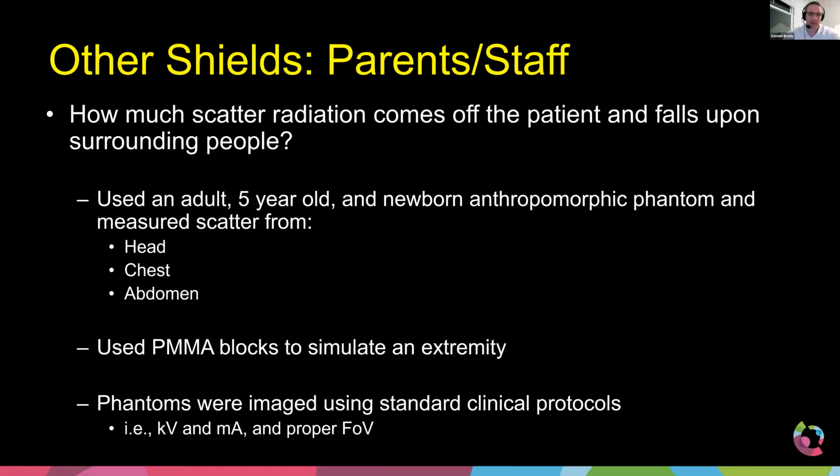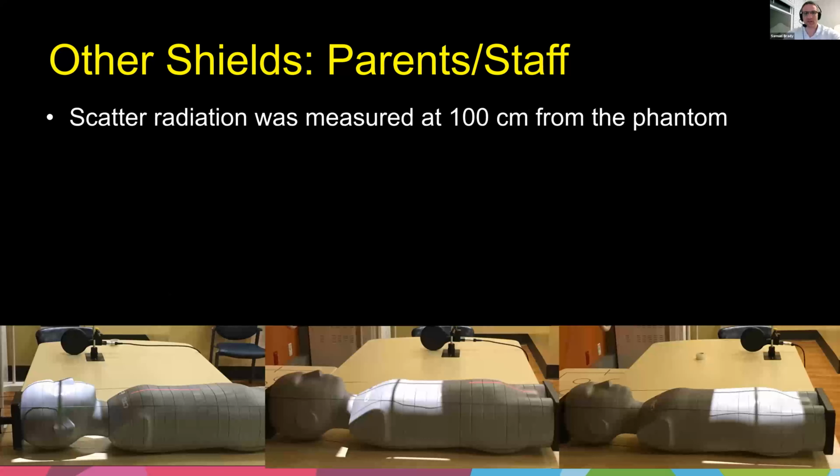What we did is we exposed these phantoms using the standard clinical protocols. Therefore, we did not modify the kV or the mA in any way, and we actually had some technologists come in and help us set the field of view as if it was an actual patient. Here's the example: this is the 5-year-old phantom where they set the field of view. You can see the light field being projected on it, and the marker for the centering for the head, the chest, and the abdomen/pelvis.